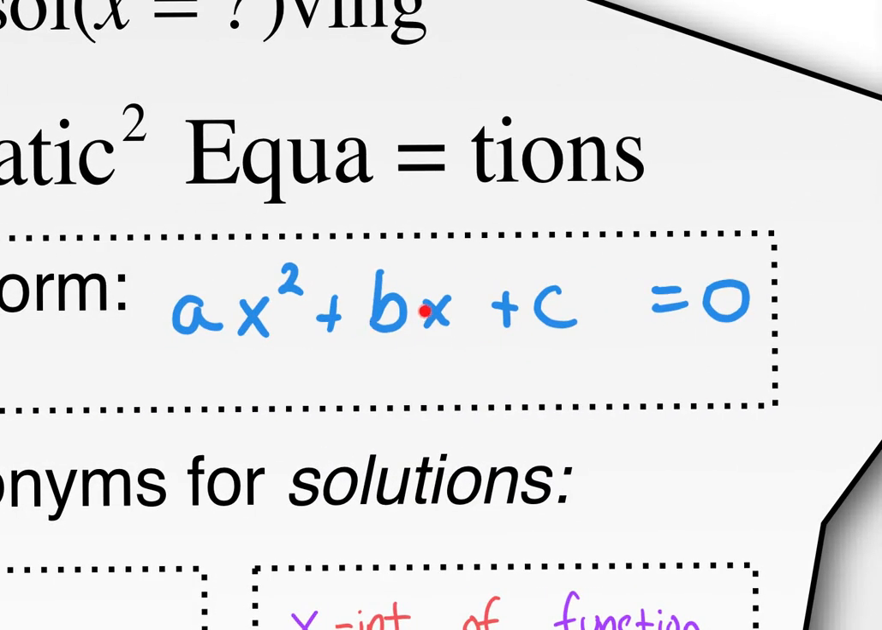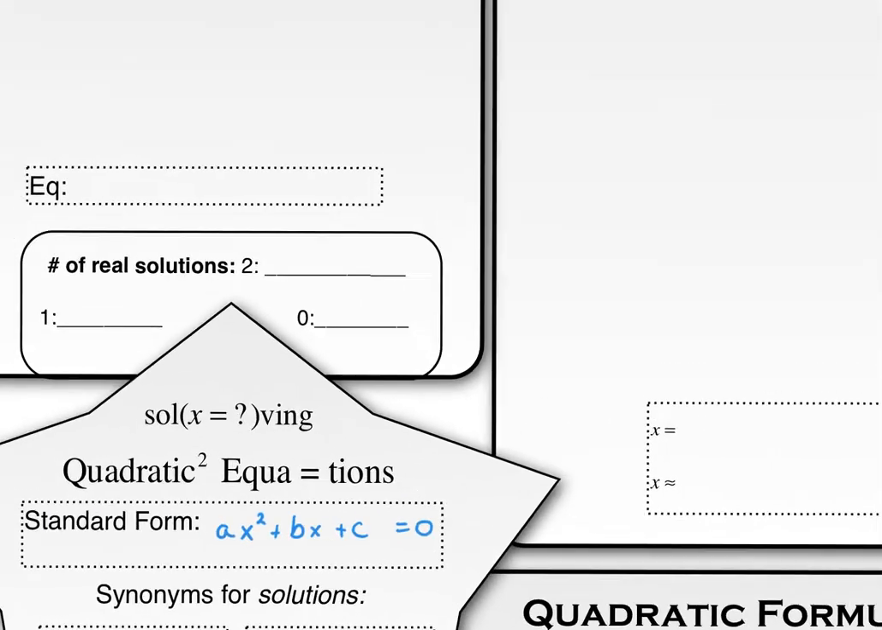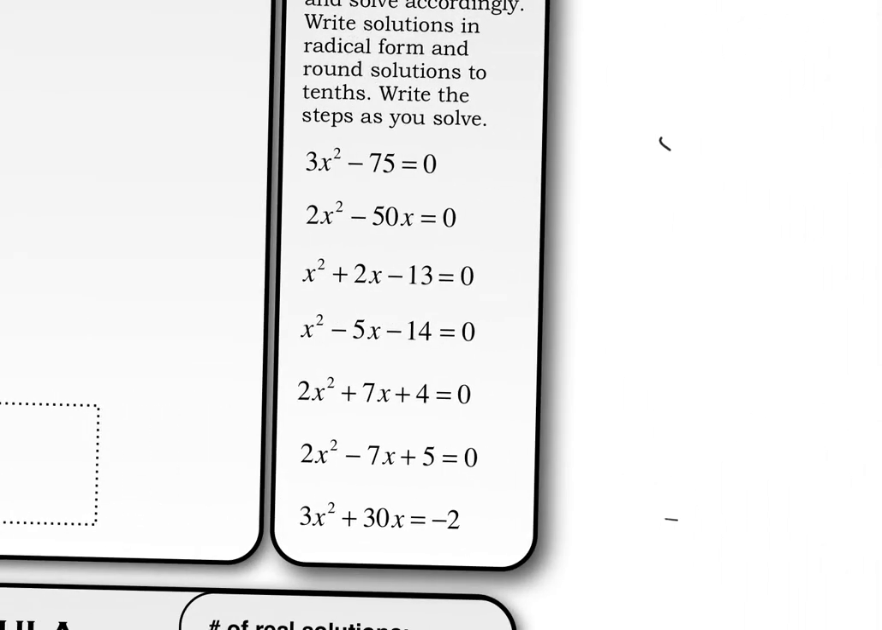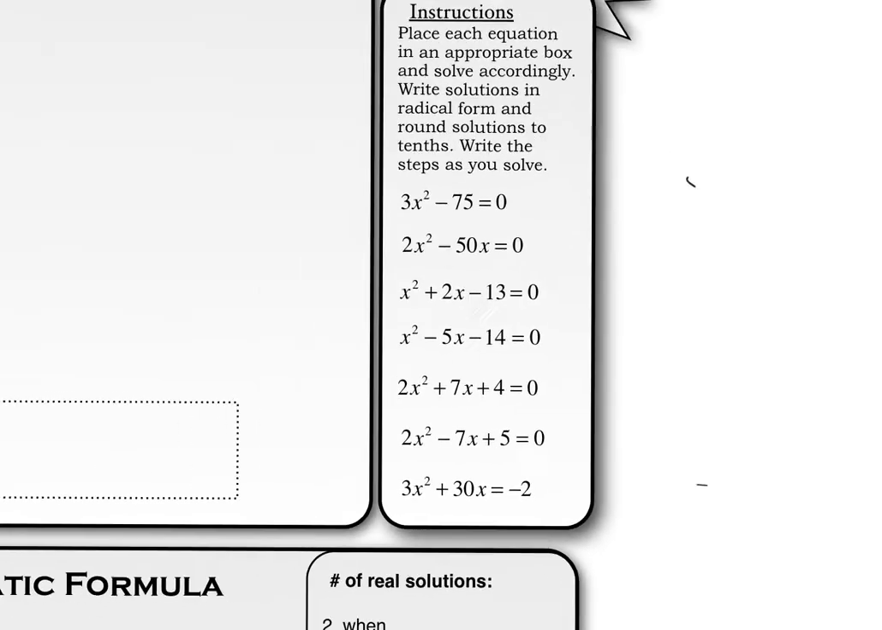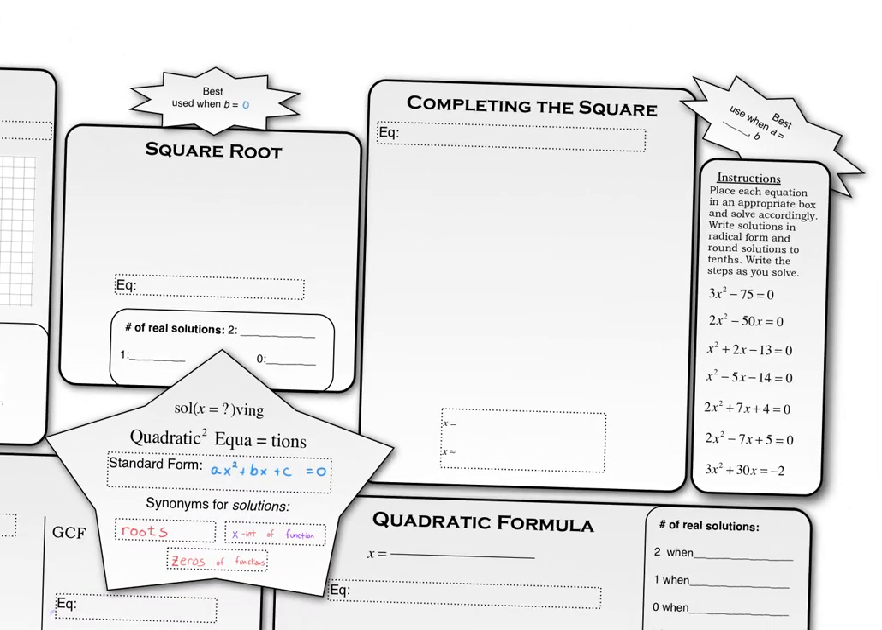Whenever this guy right here is 0. In other words, there is no x term. It's just ax squared, and then it jumps to the constant, equals 0. So let's look over here real quick. Since what we're going to be doing is placing each one of these equations, each one of these is going to go in each one of these boxes here. So let's look at this list here.